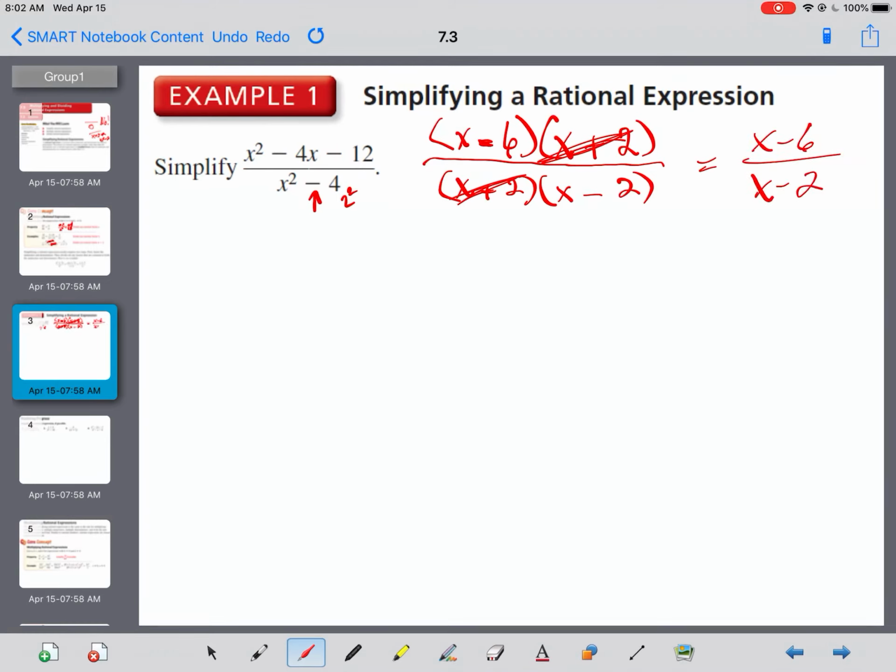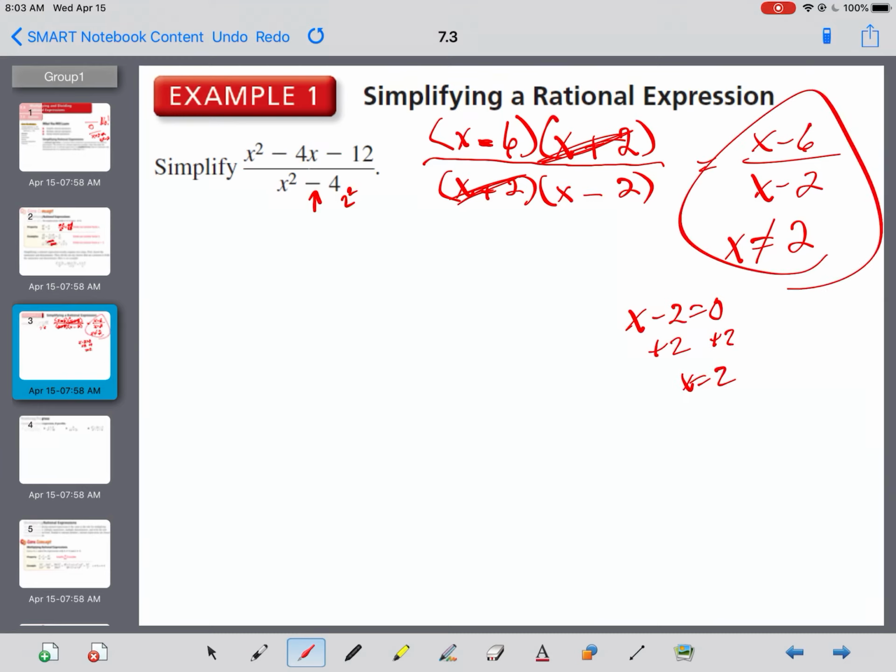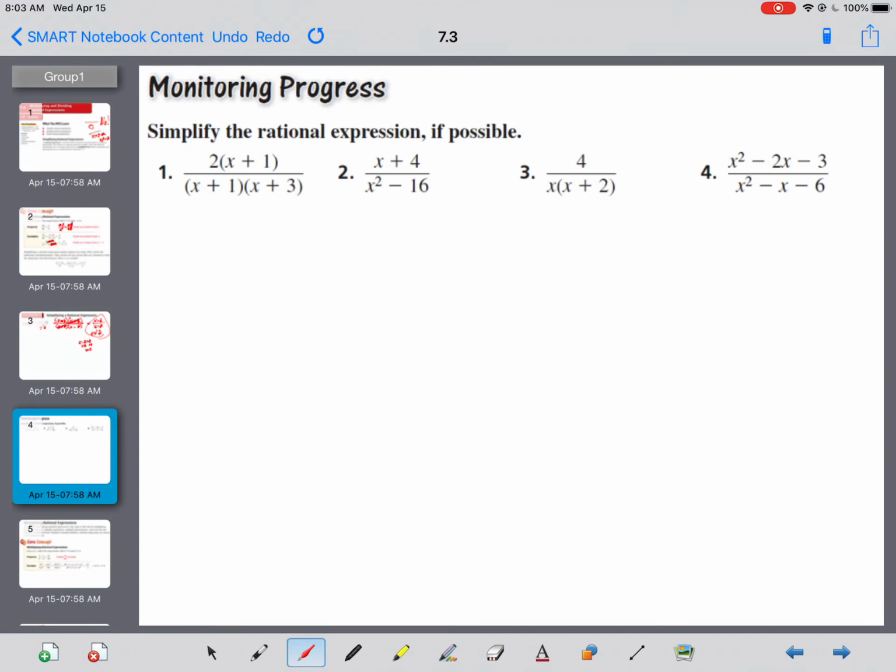Now, the reducing part is which ones match. Well, I've got an x plus 2 and an x plus 2. So x minus 6 over x minus 2. x cannot be 2. How do I know? Take the denominator, x minus 2, set it equal to 0. Whatever makes that 0 true, that's what x can't be. But you do have to watch out for that. If you have x in a denominator or x in a radical, you're going to have a limit to what x can be.